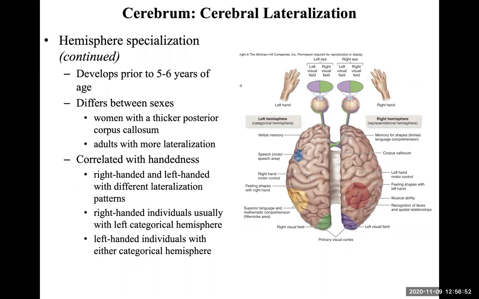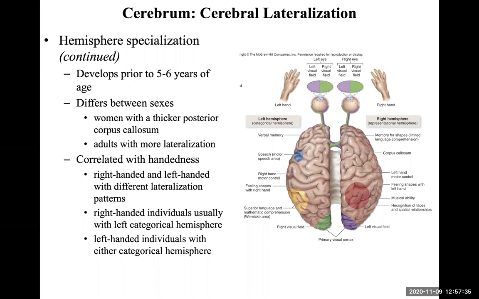When it comes to this lateralization, this specialization by which the left hemisphere becomes categorical and the right becomes representational, that happens early on in life, before we get to kindergarten age. In addition to those functional differences, there are some other physical differences, some other types of lateralization. Women tend to have a thicker posterior corpus callosum. Adults have much more lateralization than children do.